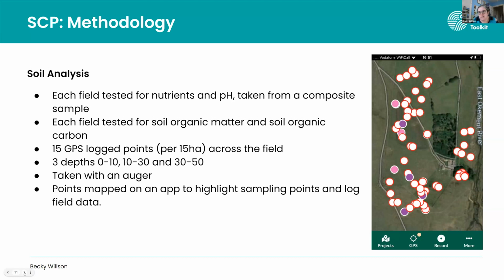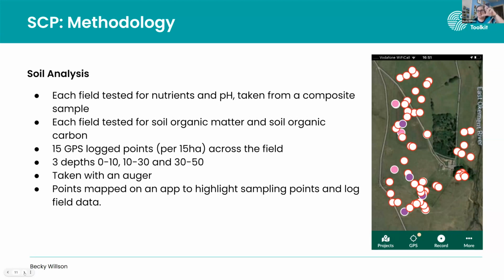Each field is then also tested for both soil organic matter and soil organic carbon, so that we can understand what's there in each of those fields in terms of the organic matter fraction, which obviously includes the biology, but then we've also got that carbon fraction within the soil as well. And each of those fields is tested at 3 depths. So it's really important to understand not just how much carbon there is, but where that carbon is at different depths. And that will become clear in a minute when I show you some data, as to why that's important.